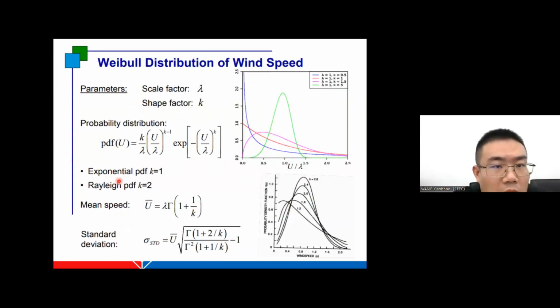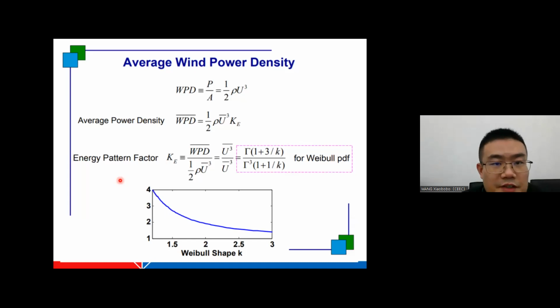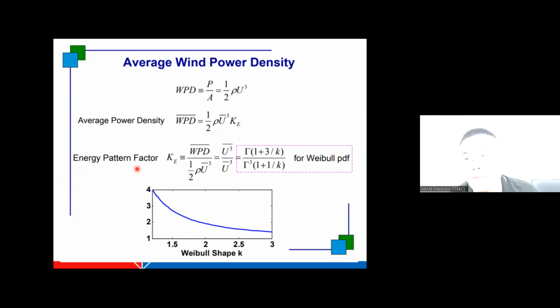And we can see the Weibull distribution of the wind speed. Because day to day, we don't have the same wind speed in the same location, sometimes we need to get to the average number. And we can see the average wind power density. How can we calculate that? Especially, we can also introduce the energy pattern factor to have a better understanding or better estimate of the wind condition of this place.